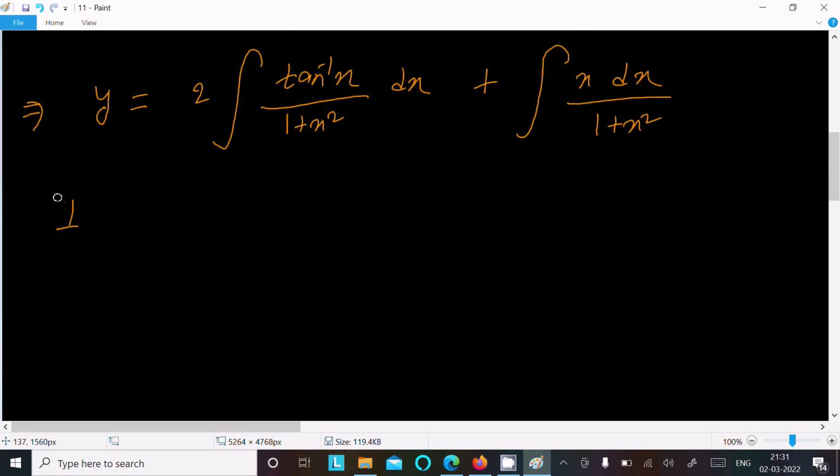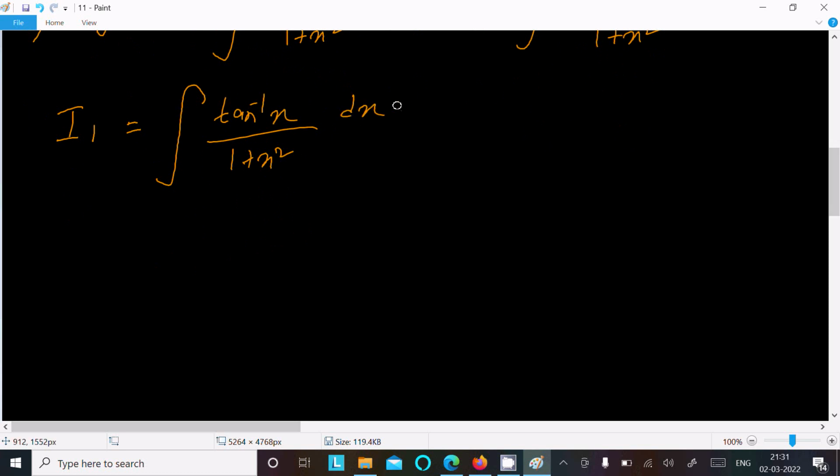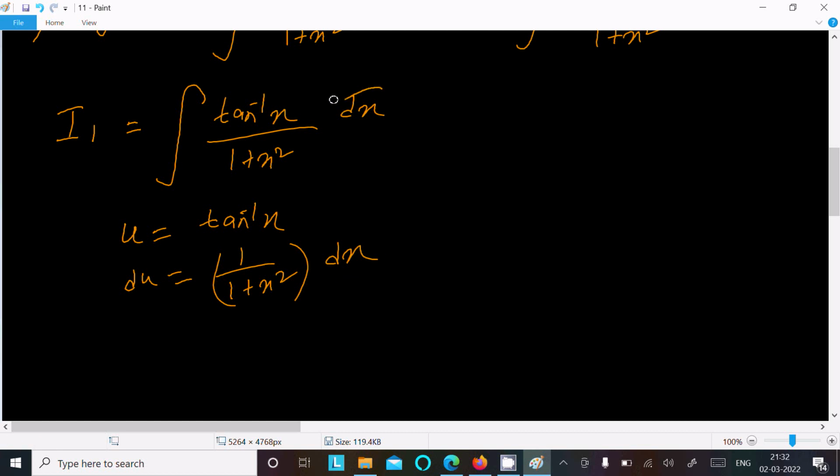After that, let's say I1 equals the integration of tan inverse x over (1 plus x squared) dx. So if I assume u equals tan inverse x, then du equals 1 divided by (1 plus x squared) dx. So in this place we can write du.